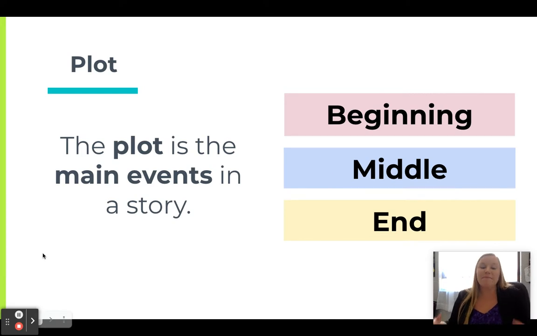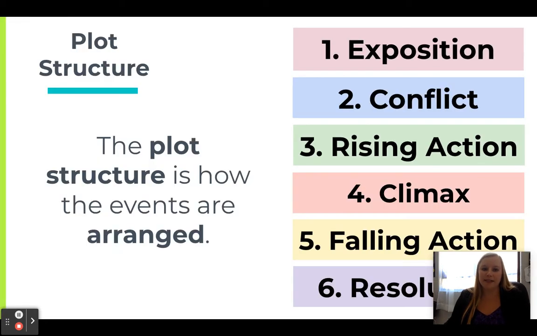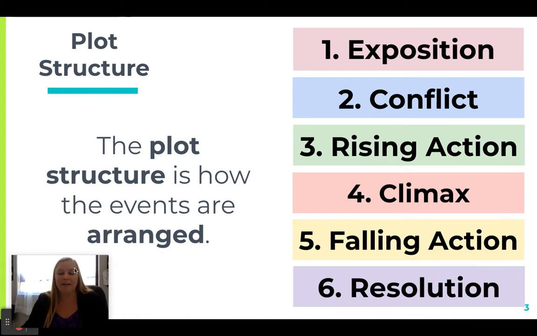The plot is the main events of a story, all right? They are broadly organized into the beginning, middle, and end. But the plot structure is a little bit more specific. The plot structure is how specific events are arranged in the story. And we have different names for where the events are arranged. So we have exposition, conflict, rising action, climax, falling action, and resolution.